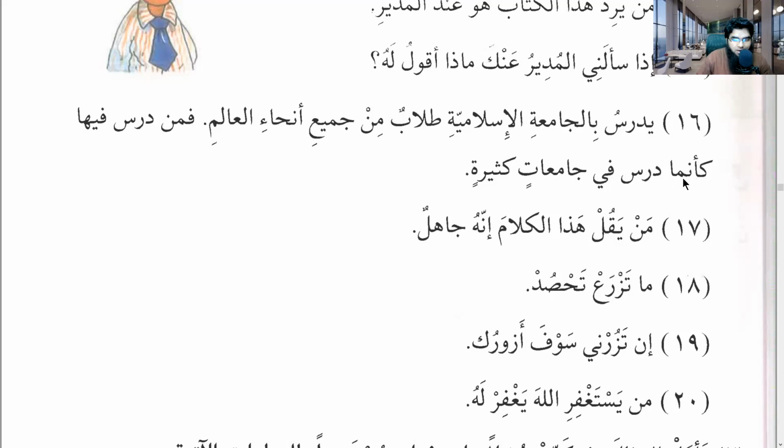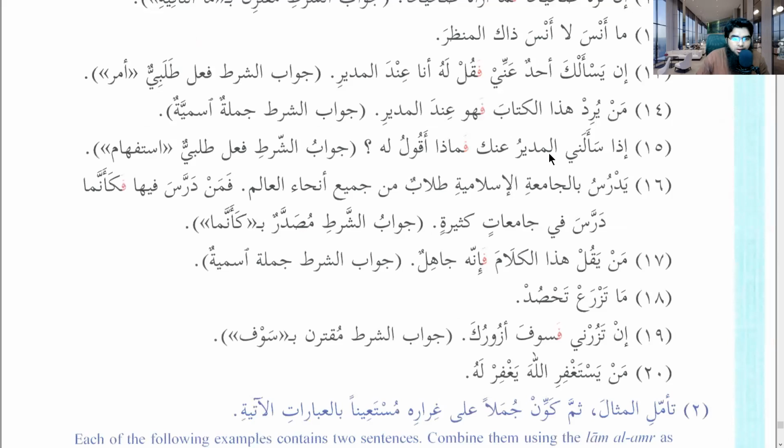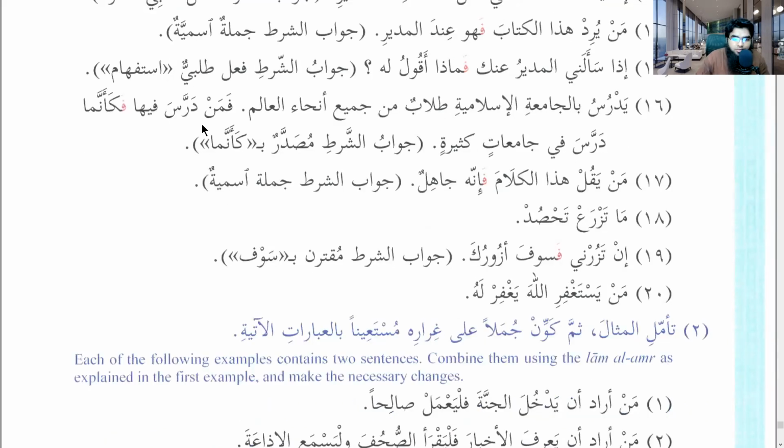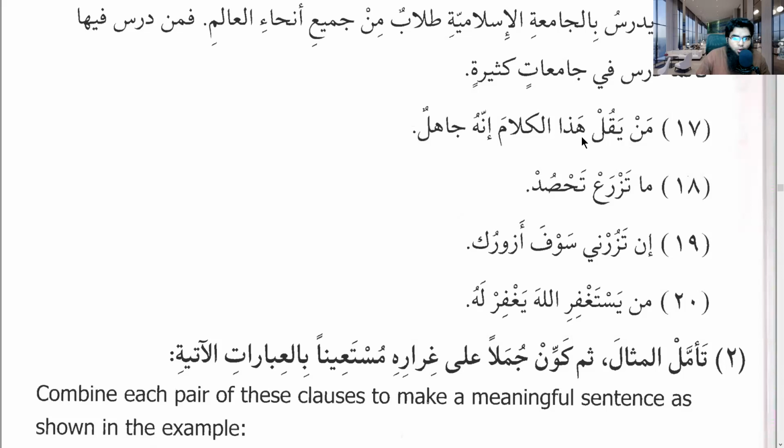كأنما, anytime you see كأنما, فكأنما درس فيه. So whoever studies in it, it is as if he has studied in many universities in Madina, because it is very prominent. The university is very good. فكأنما, fa because كأنما. من يقول هذا الكلام إنه جاهل. Whoever says this statement, indeed he is a jahil. Can you tell me this? Whoever says this statement, indeed he is an ignorant person.